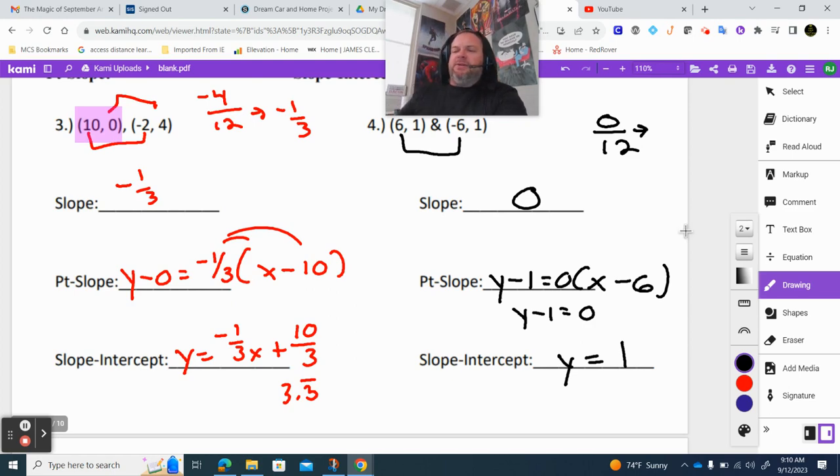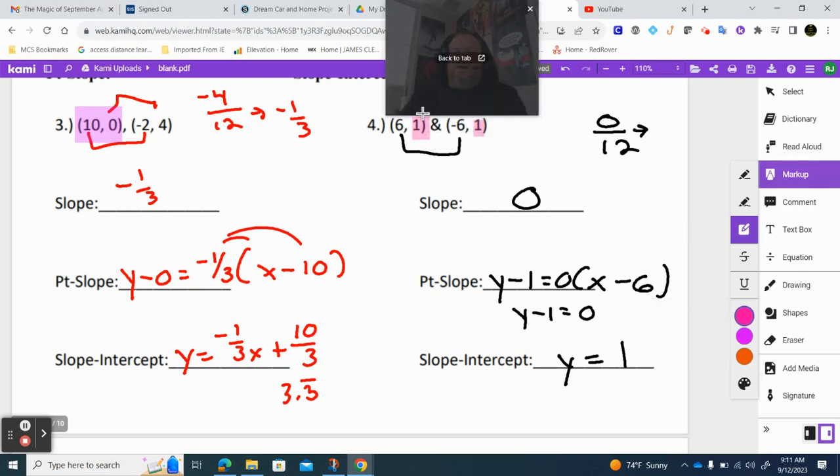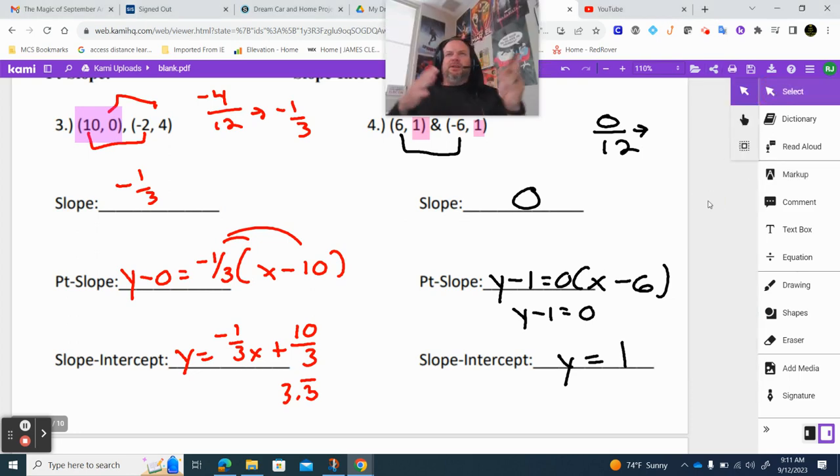You should kind of notice, if you're paying attention, like, wow, my y values are the same. The little hint for people that are observant: you see the y's are the same, you know it's going to be a horizontal line. If the x's are the same, it's going to be a vertical line, which is undefined. All right, good with 3 and 4. Anybody need more time?